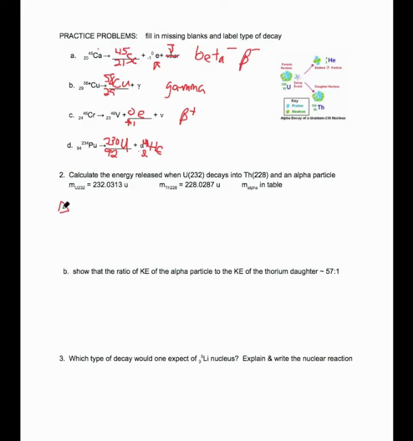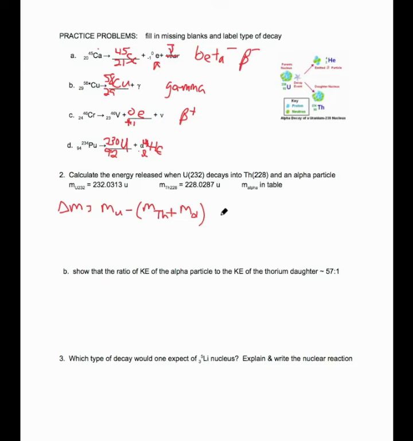We want to figure out delta M, which is basically equal to the mass of the uranium minus the sum of the products. Since my writing is not very good, I'm not going to write in the actual numbers in there. You can work that out for yourself. Plus mass of the alpha. Okay, so this is in the table on the other page.